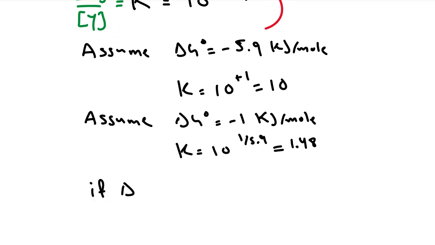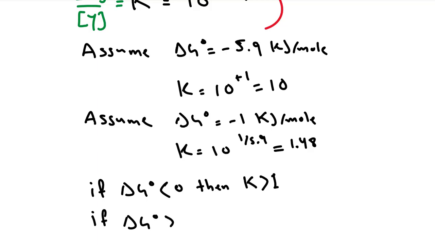So if delta G standard is less than 0, then K will be greater than 1. Now, if you do the same calculations, but you change the sign, instead of negative 5.9 you put 5.9, instead of negative 1 you put 1, what you'll see is that your K will be less than 1. We're not going to do that here, but you can do the calculations yourself. It's really straightforward. So if delta G standard is greater than 0, then K is less than 1.